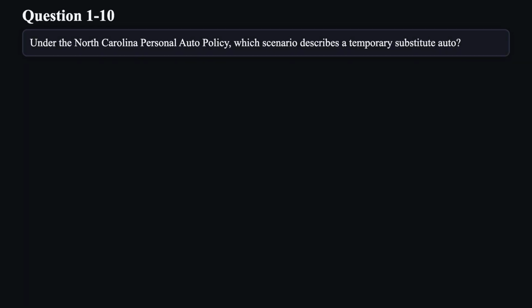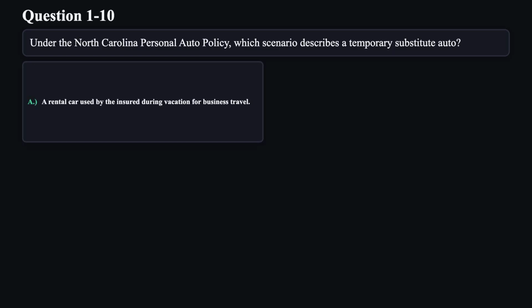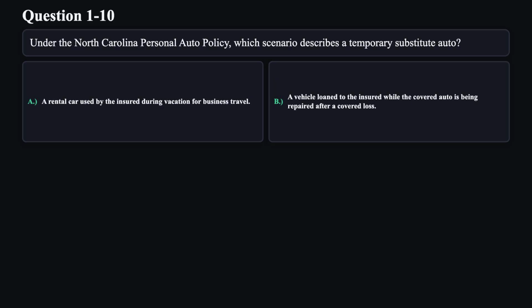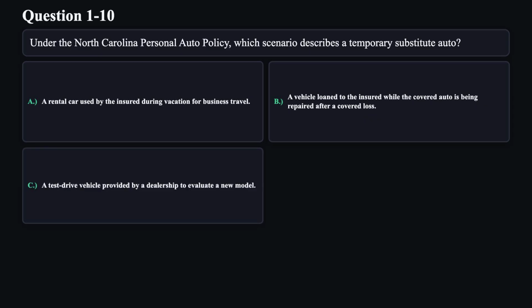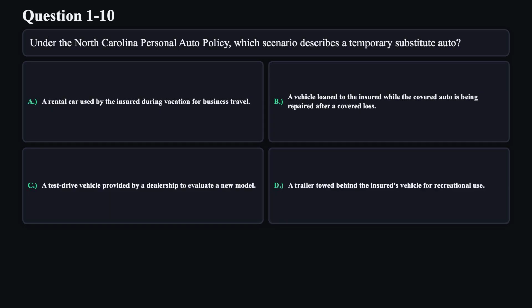Question 10. Under the North Carolina personal auto policy, which scenario describes a temporary substitute auto? A. A rental car used by the insured during vacation for business travel. B. A vehicle loaned to the insured while the covered auto is being repaired after a covered loss. C. A test drive vehicle provided by a dealership to evaluate a new model. D. A trailer towed behind the insured's vehicle for recreational use.